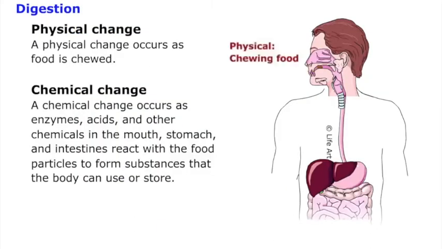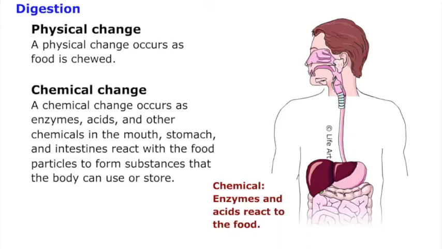Digestion. A physical change occurs as food is chewed. A chemical change occurs as enzymes, acids, and other chemicals in the mouth, stomach, and intestines react with the food particles to form substances that the body can use or store.